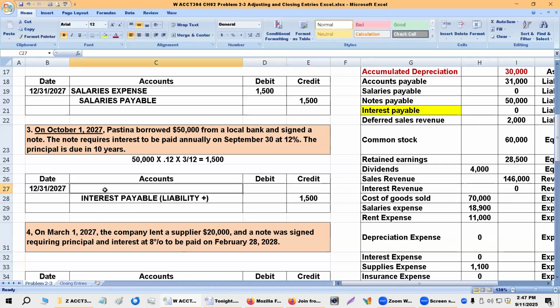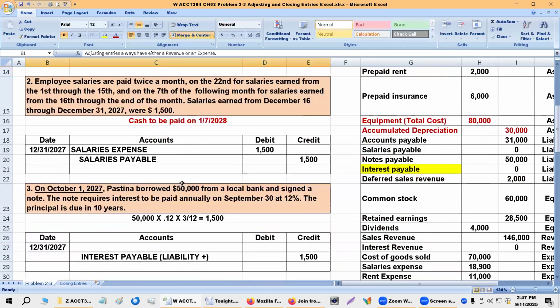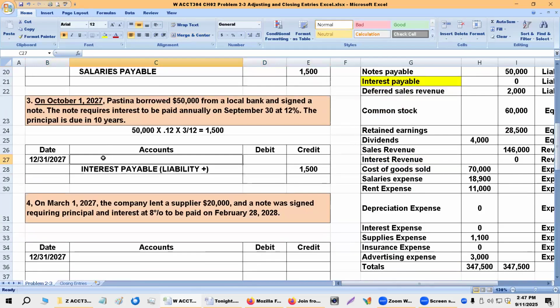Okay, that's a liability. Now we need to find either a revenue or an expense. Revenue means money is coming into us, and expense means it's going out to somebody else. It would fall under interest expense. So interest expense, so we owe them 1,500, and that's coming out of us.